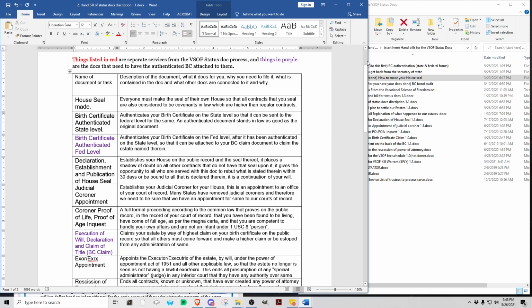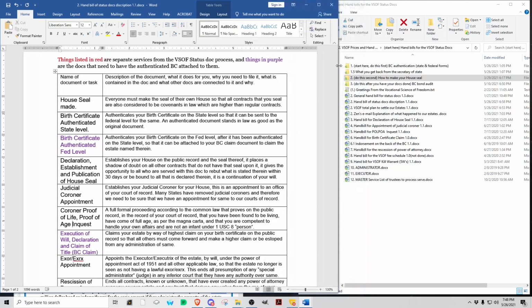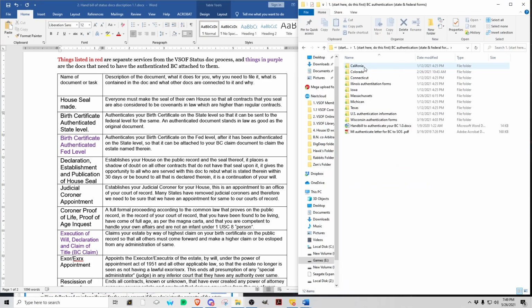So what you want to do is go down to your birth county, wherever it was, or if you don't live there, then just call them or send them whatever they want for the amount of copies of a birth certificate from the county. And then you go to the Secretary of State's website for whatever state you're from. In the mega link section, I've got California, Colorado, Connecticut, Illinois, Iowa, Massachusetts, Michigan, Texas, and Wisconsin, and I've also got the U.S. federal forms. What you do first is you get them authenticated on the state side.